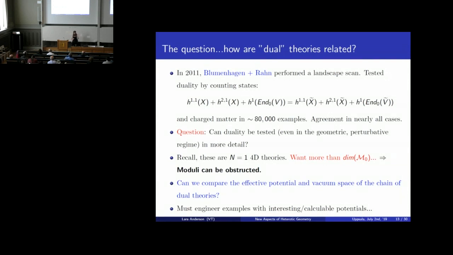So unlike mirror symmetry in the normal sense, in which you have exactly two manifolds that are getting interchanged under a worldsheet automorphism, in this case there can be whole chains, order 35 different choices from one GLSM starting point, where you can write down many different theories, all of which will have the same spectrum. So this is not a pairing in that sense, but a whole connected set. Can we compare the vacuum space across one of these chains? To do that, you have to be able to engineer examples with interesting and calculable potentials.